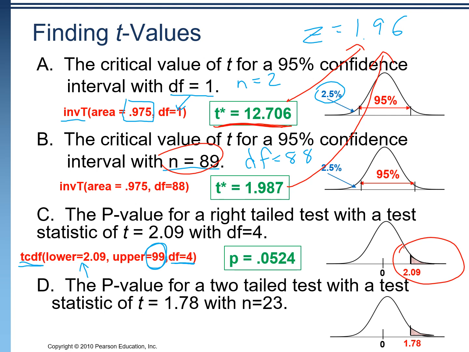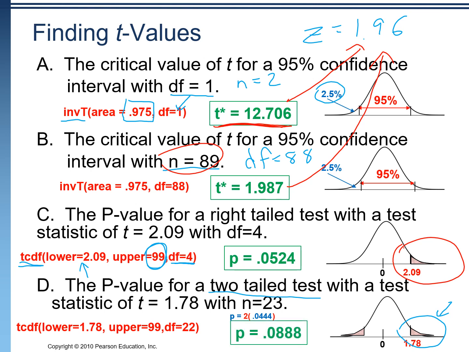Okay, lastly, a two-tailed test, test statistic 1.78, 23 degrees of freedom. Okay, it looks like that. Here's just the right tail, so we can do it the same way to start. Okay, we get p equals 0.0444, but remember it's saying that this is a two-tailed test, so whatever we have on this side, we're going to mirror on the other side, which is just going to double the p-value we get from that right tail. So our overall p-value, 0.0888.